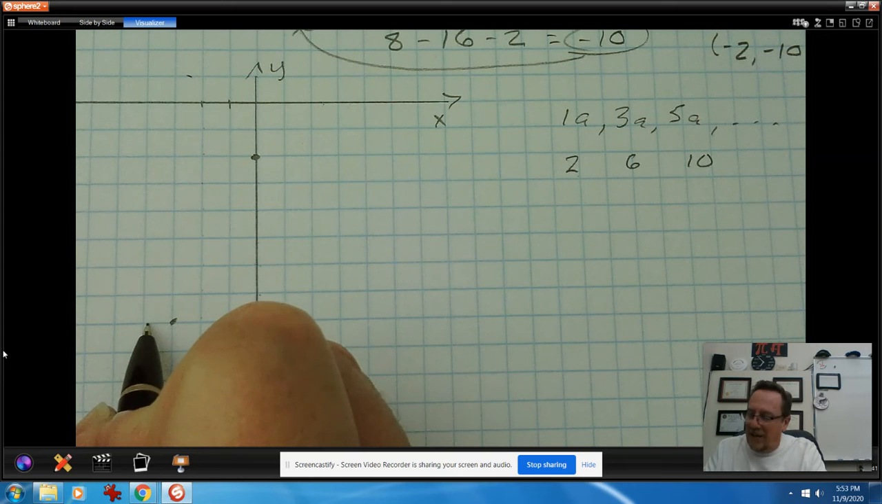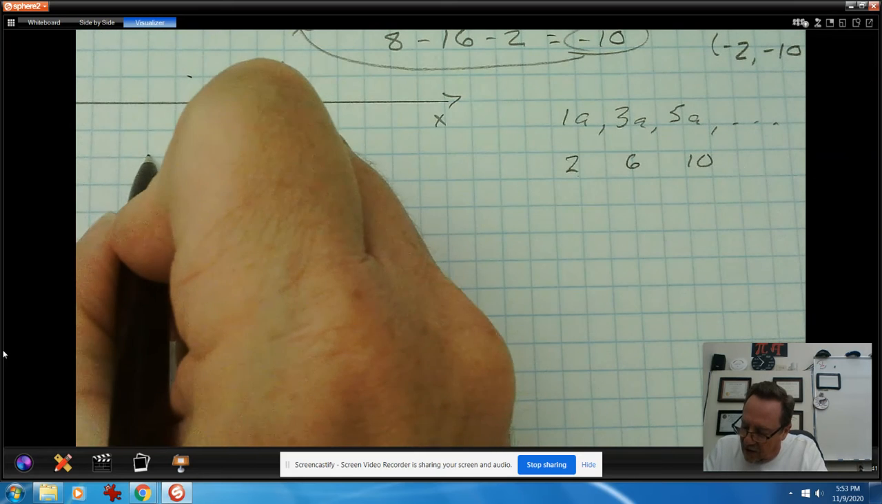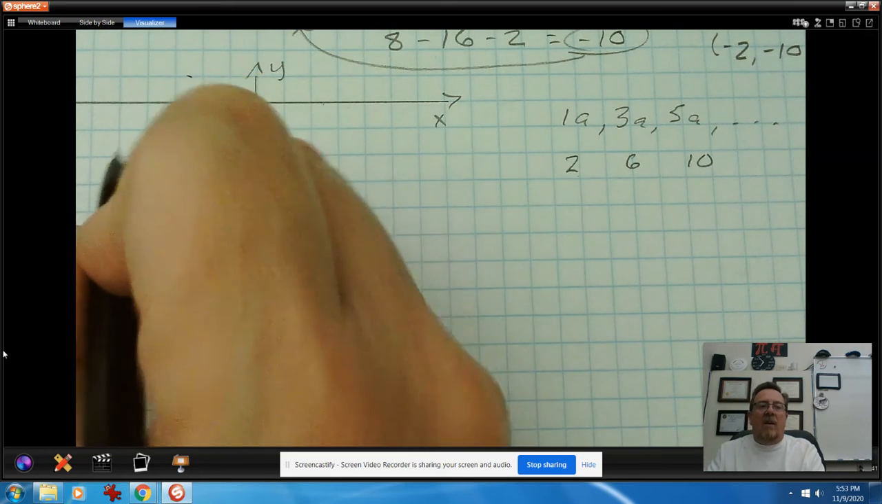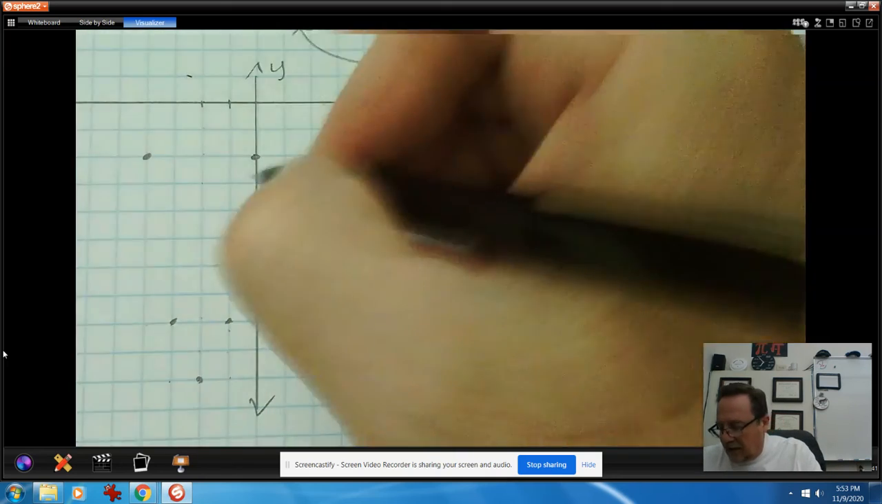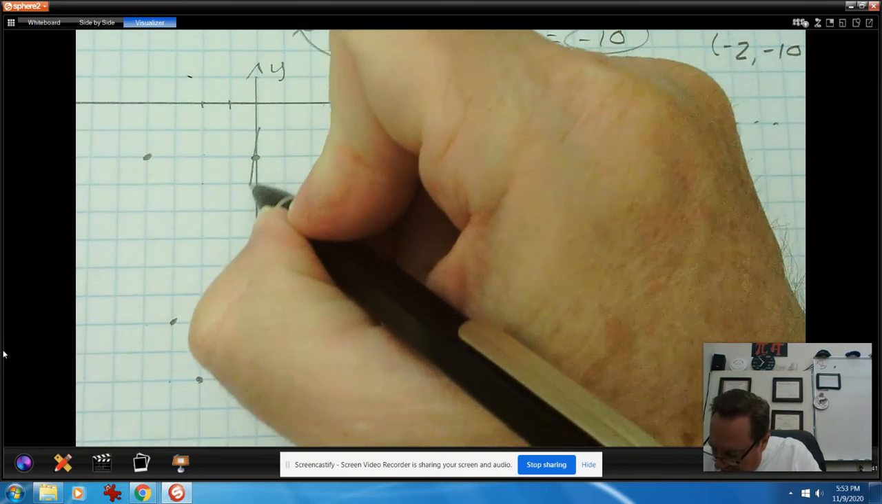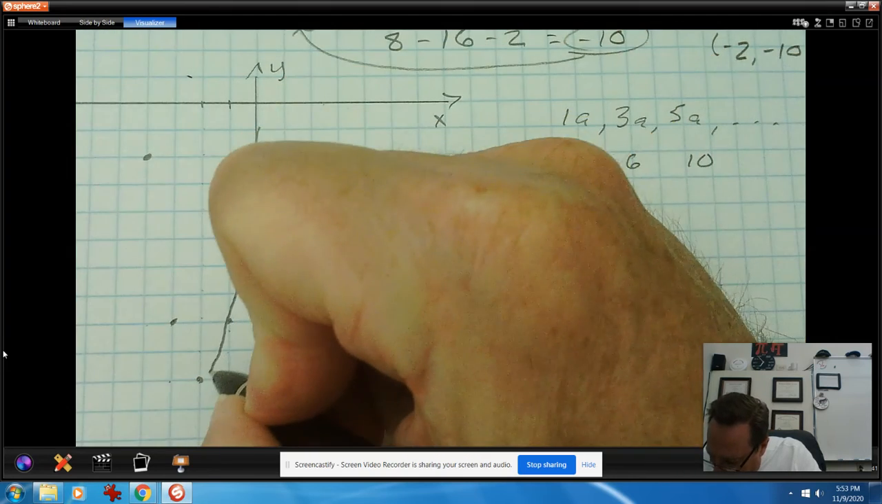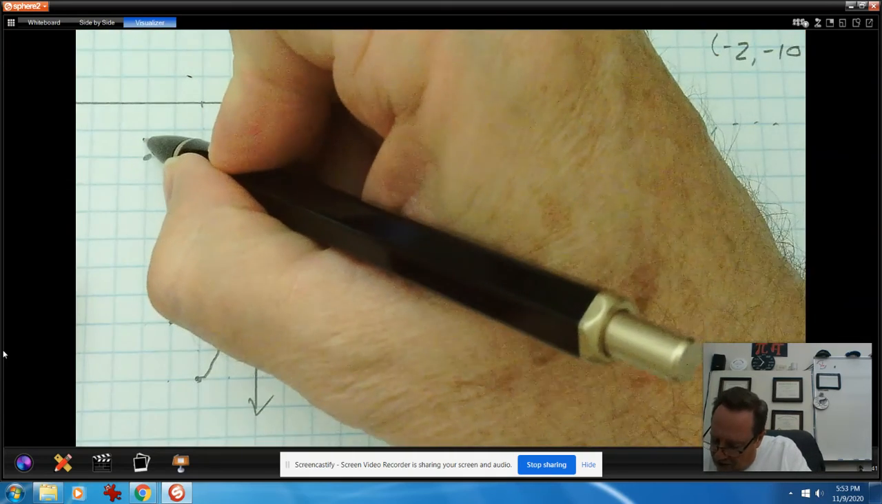Same thing happens over on this side. You always go over by 1, and then you go up by 1, 2, 3, 4, 5, 6. And there's my other point. Now, from here, I could go over by 1 and up by 10. I'm not going to get that far because that's going to go off my paper. But I can connect these dots. Remember, it's a parabola. Parabolas are U-shaped things. Sometimes people start making V's. Parabolas are not V's.